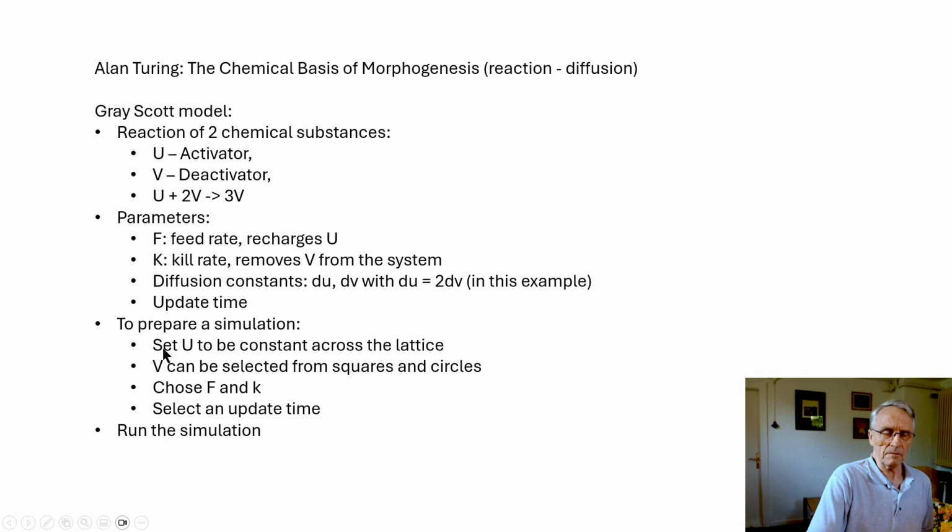To prepare a simulation, what I did was set U constant across the lattice, then choose squares and circles for V, choose the kill rate and the feed rate, and selected an update time and run the simulation. That was all.